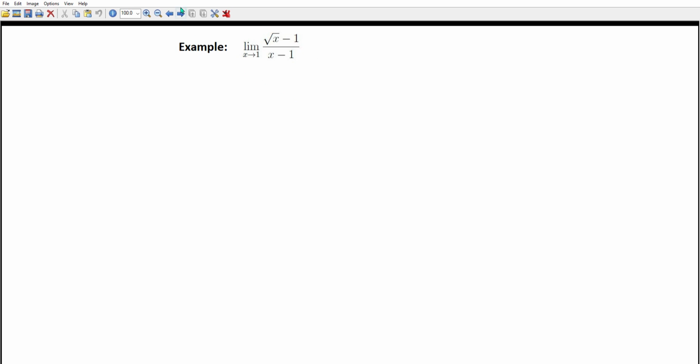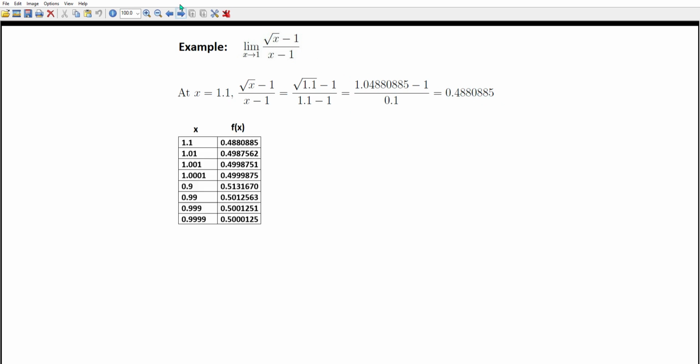So here we need to really calculate. Okay, and at 1.1, here we need a calculator to do this because obviously I did not get this number in my head. But you do the calculation and you get at 1.1 that this thing is 0.488, and so on. So we go through this with values closer and closer to 1. 1.1 got us that, 1.01 gets us this, and so on.